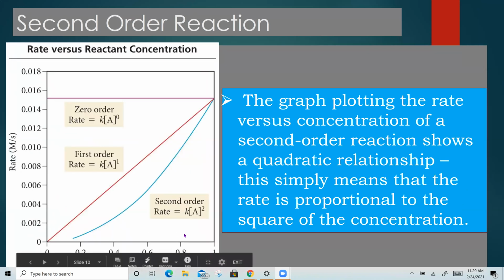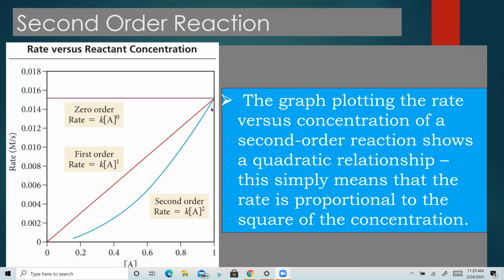But it's also showing it in a different direction. We see rate is equal to ka squared. We see the concentration is increasing, but now we see this J-shaped curve. And anytime you see a J-shaped curve, you should know that that is exponential. I don't know if you know that from math, but that is showing an exponential plot. And so that's why you see ka squared.